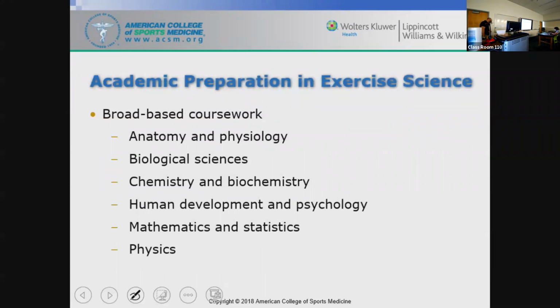So, academic preparation in exercise science. Obviously, an intro to exercise science class is sometimes important. One class. Anatomy and physiology is probably the backbone of it. Knowing the anatomy, what the parts of the body are, where they're located, and then also how they function.